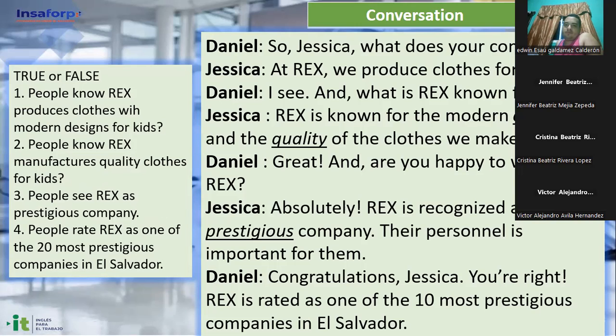Number three, people see Rex as a prestigious company. True. People rate Rex as one of the 20 most prestigious companies in El Salvador. False. Okay. It's one of the most prestigious companies. Good. Excellent. Very good. Now it's time to start with the passive voice, right?